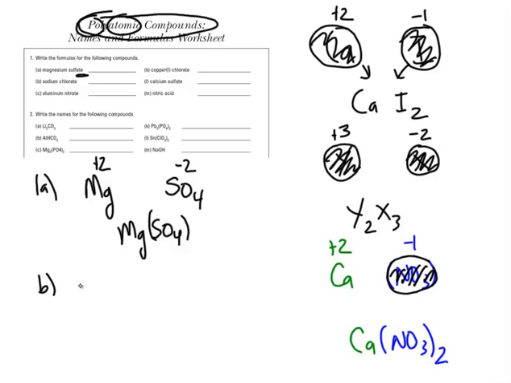Let's do B, sodium chlorate, NaClO3. So sodium, which is a +1, and chlorate, which is a -1. Again, 1 to 1. I only need one of each. So you have sodium chlorate.